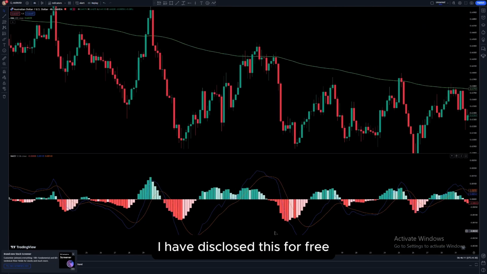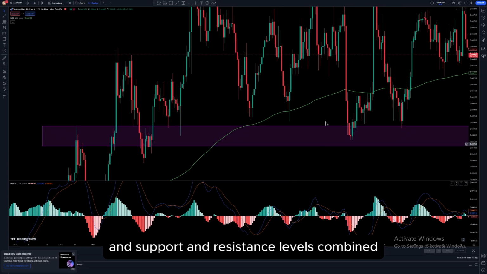I have disclosed this for free, how the MACD, 200 EMA and support and resistance levels combined result in a high win rate with this strategy.